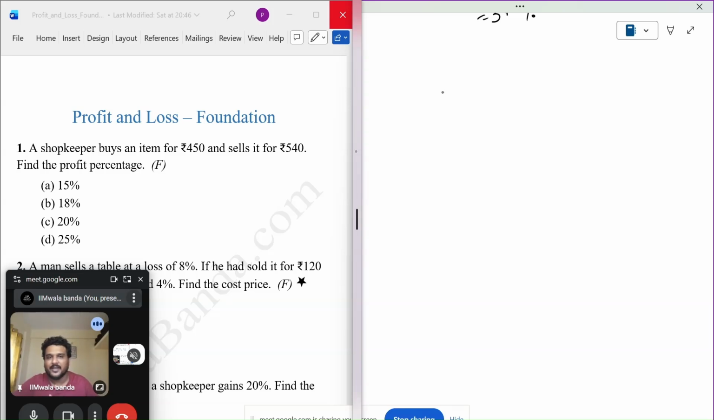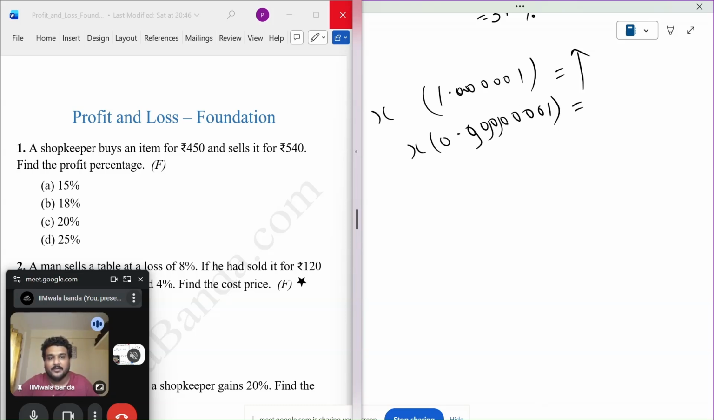If you multiply anything with more than 1, let's say 1.000001, if you multiply anything with more than 1, it will always increase. It will always become more than x. And if you multiply it by something less than 1, it will always decrease.